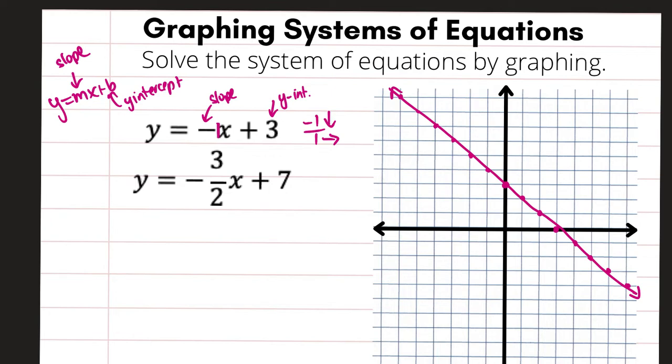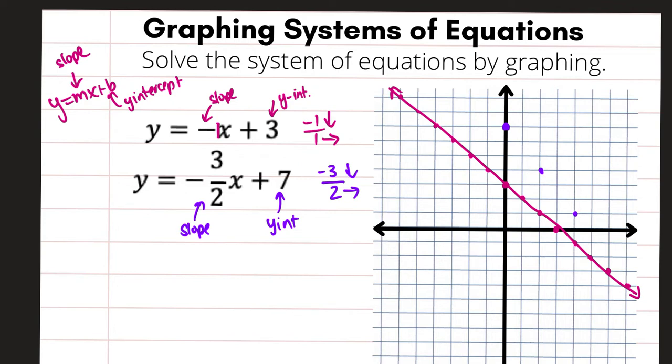Now, we're basically going to do the same thing with the second equation. Negative 3 over 2 is the slope. 7 is the y-intercept. And so we're going to start at the y-intercept. Positive 7, we're going to go up 7. Plot our y-intercept. Negative 3 over 2 for the slope. Negative 3 is going to be down 3. Positive 2 is going to be right 2. So from our y-intercept, we're going down 3, right 2, plotting a point.